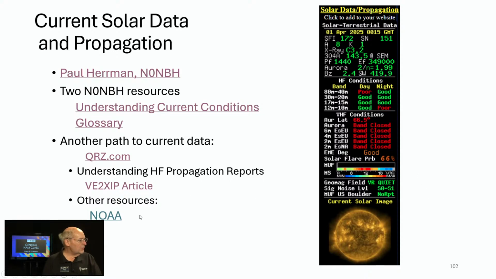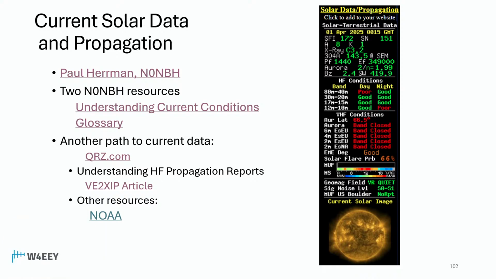And NOAA, the National Oceanic and Atmospheric Administration, also has some resources that talk about some of these solar numbers. So I wanted these to be available to you. But understanding how this panel works is helpful. I already gave you the clue: triple digit SFI and sunspot, and low K usually means happiness.